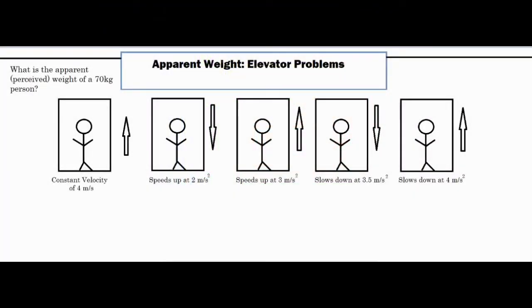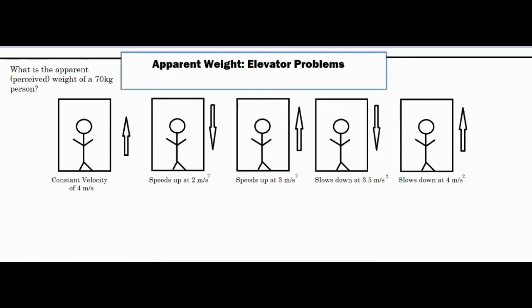In this video, we're going to be talking about apparent weight and solving for various elevator problems. So we have 5 different scenarios where we're going to solve for what is the apparent weight of a 70 kilogram person. So in all of these different scenarios, we have different types of acceleration and directions.